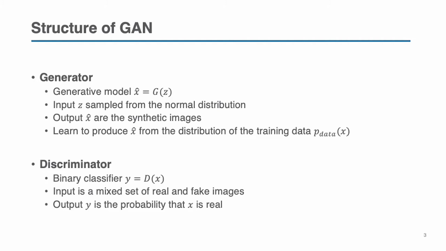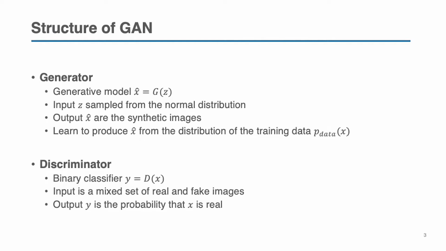There are actually two different kinds of components inside the framework of GANs. The first, of course, is the generator. So the generator is the generative model. The input Z is going to be sampled from the normal distribution, and the synthetic images, denoted by X hat, is going to be the output. So the goal of the generator is to produce these synthetic images such that the distribution of these results is as close as possible to the distribution of the training dataset.